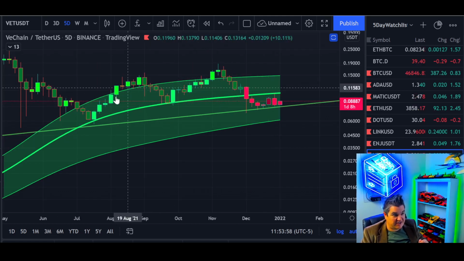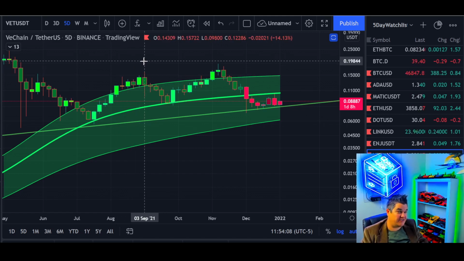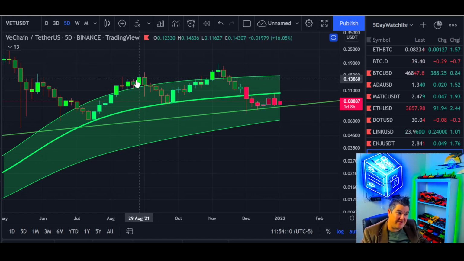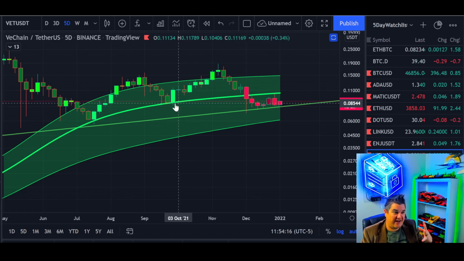So notice that VeChain bounced off the median line back in July, made an effort to get above the Gaussian channel, which it did, but it was unable to pull away from the Gaussian channel. That's what you want to do. You want to get out of it and then pull away from it. It's like a tractor beam, right? It'll suck you right in, and then it holds you there and handcuffs you and leaves you for dead.